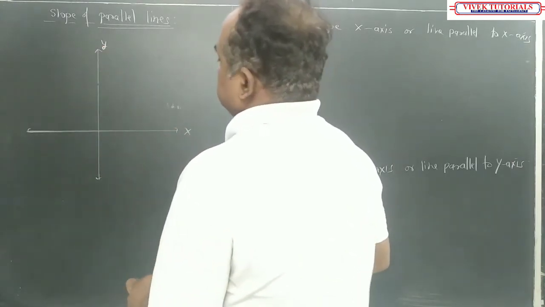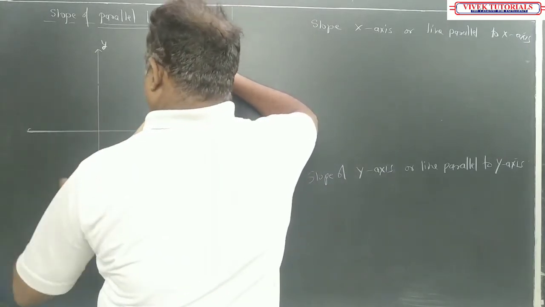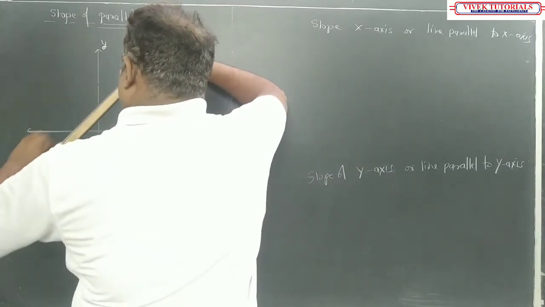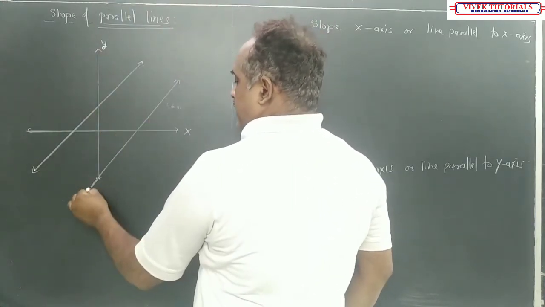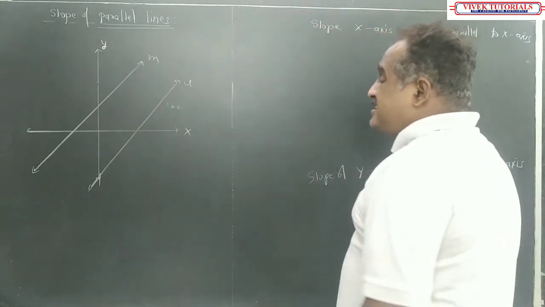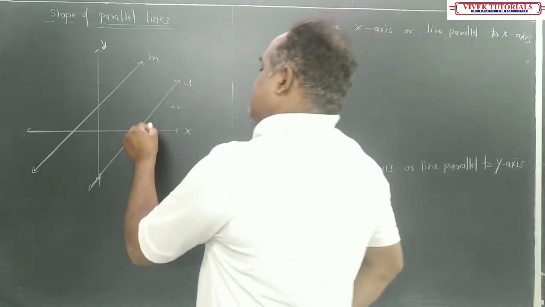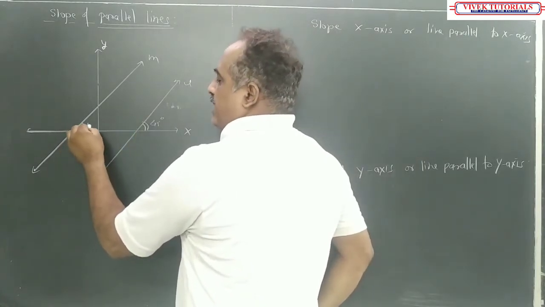This is x-axis. And suppose two lines are parallel to each other. These two lines are parallel, say line L and line N. So we consider the angle. Suppose this angle is 45 degrees, so this one will also be 45 degrees.